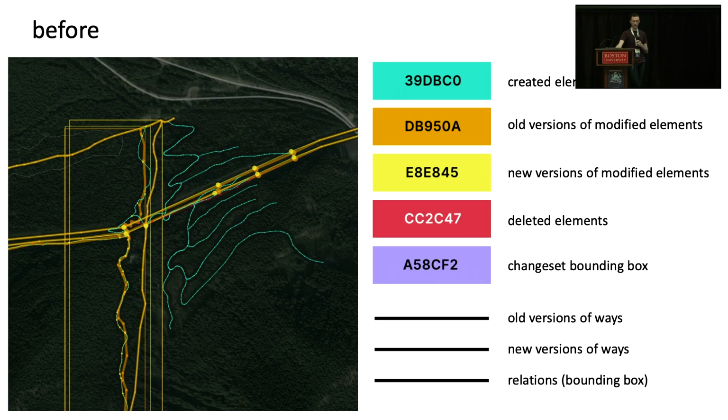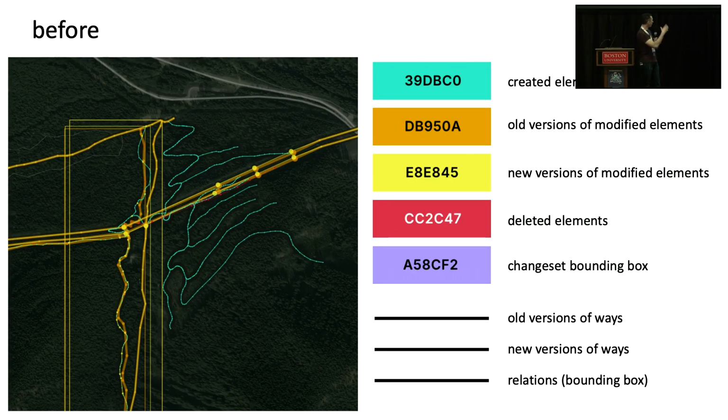And then there was a purple box around the entire change set. And one of the problems with this was that it doesn't really differentiate between different types of modifications. They're all shown in yellow. And another problem is that the old versions of ways, the new versions of ways, and the relations, which are shown as bounding boxes here, are all shown with solid lines.